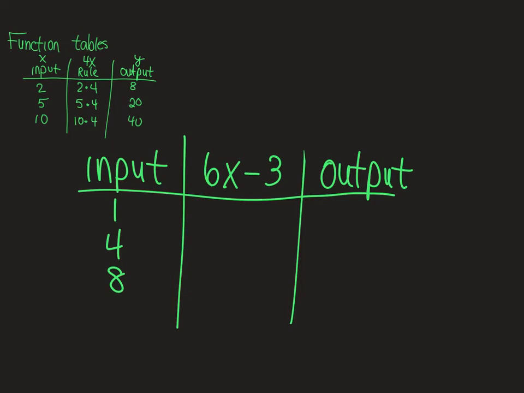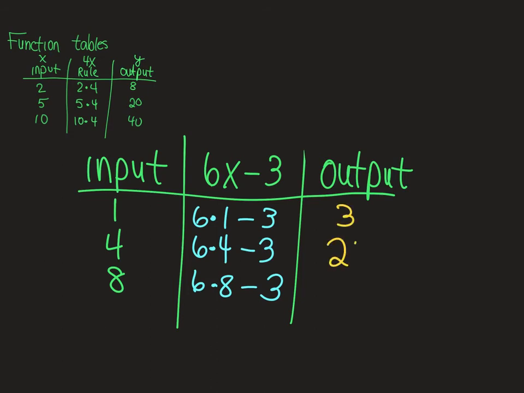So the work is going to say 6 times 1 minus 3, 6 times 4 minus 3, and 6 times 8 minus 3. The rule says 6 times our input minus 3. 6 times 1, 6 times 4, 6 times 8. So then we're going to get our final answers. 6 times 1 is 6, minus 3 is 3. 24 minus 3 is 21. 48 minus 3 is 45.